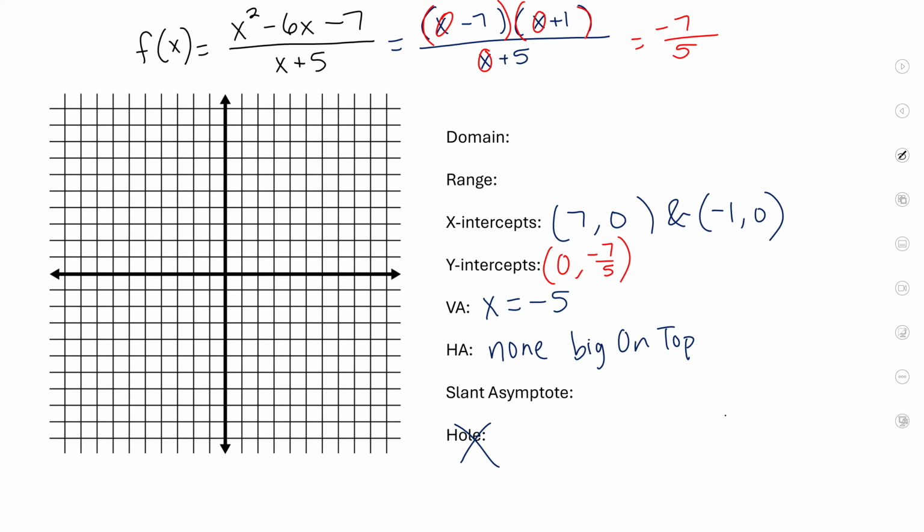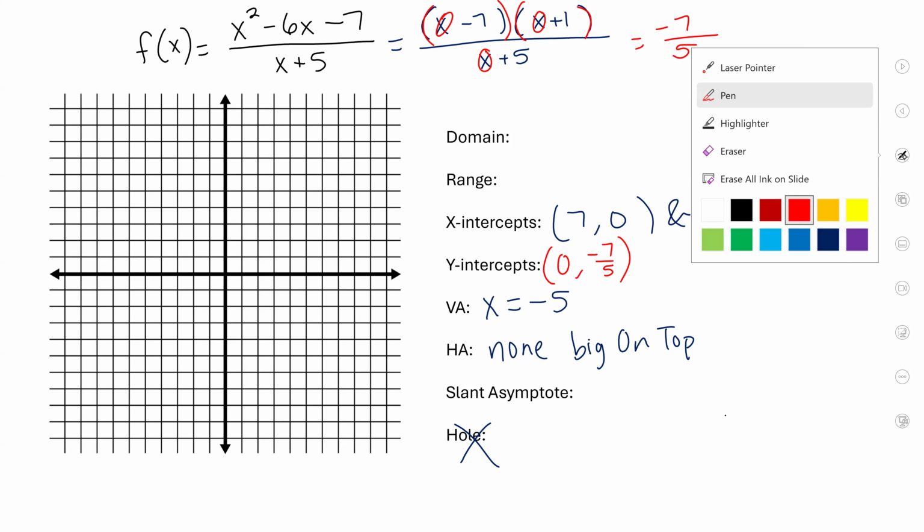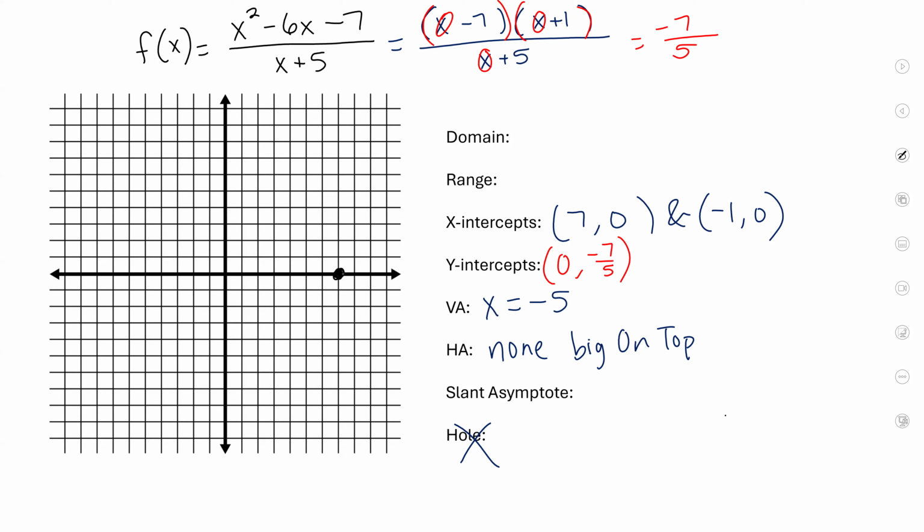Okay, so I'm going to go ahead and plot what I have so far. So x-intercepts at 7, 1, 2, 3, 4, 5, 6, 7 right here. I have one at -1. My y-intercept is at 0, and then this is about -1.4. So I'm going to go between -1 and -2. That's my y-intercept. And your vertical asymptote, I'll draw it in red, is at -5. Right here. This is my vertical asymptote.